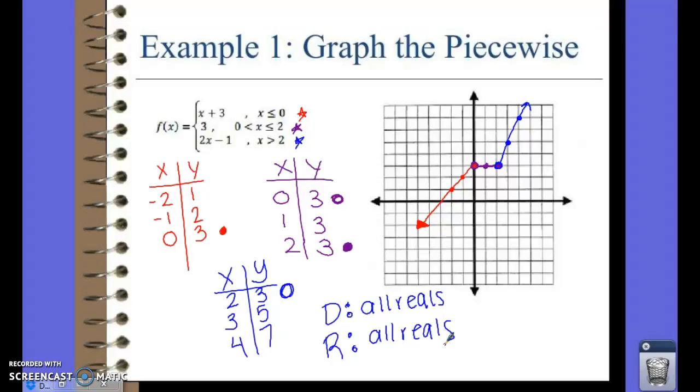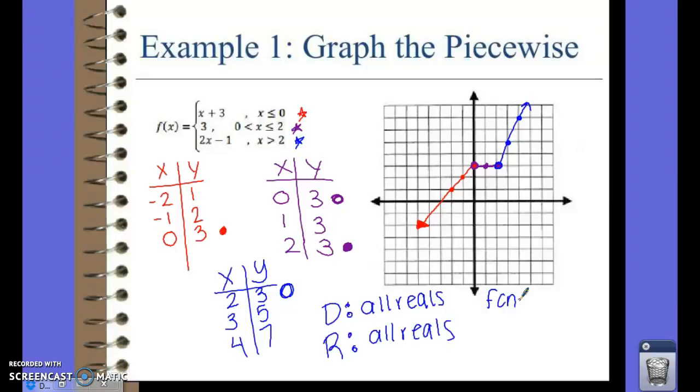Is this graph a function? Does this pass the horizontal line test? It does, because no point on x has a second point. So this is a function. It's not one-to-one because of this horizontal piece right here. You guys are in physics. This would be like a particle moving forward, stopping, moving forward.